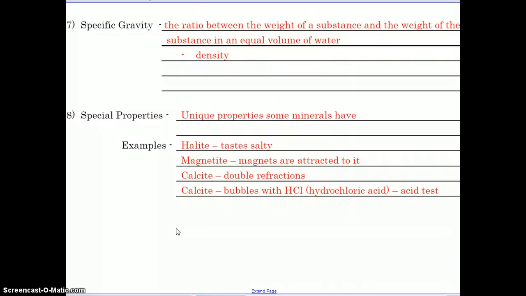Hope that this clarifies things in terms of mineral properties and how we identify these minerals.